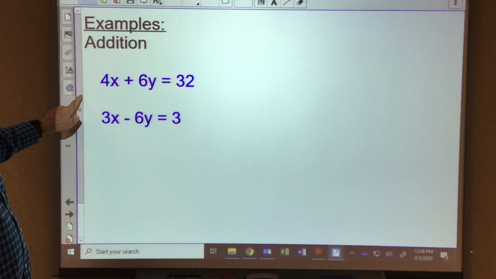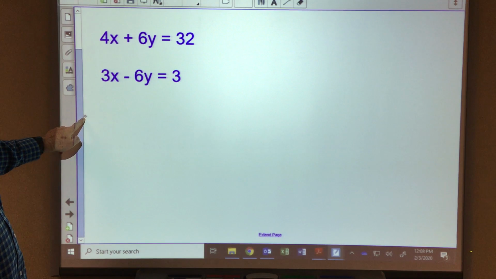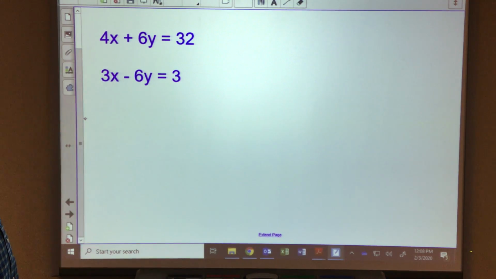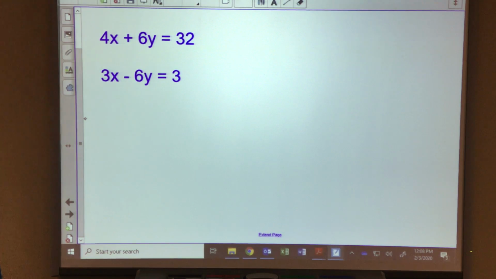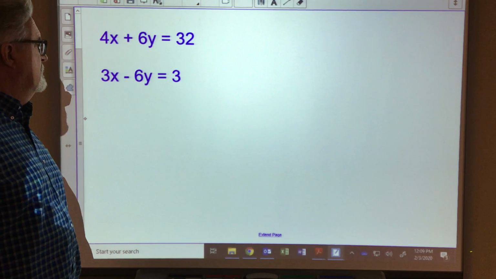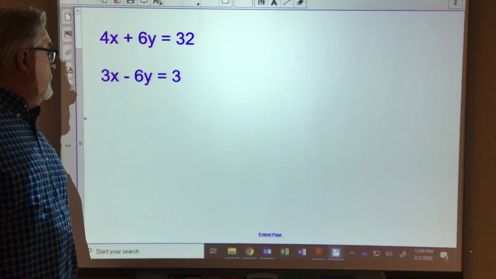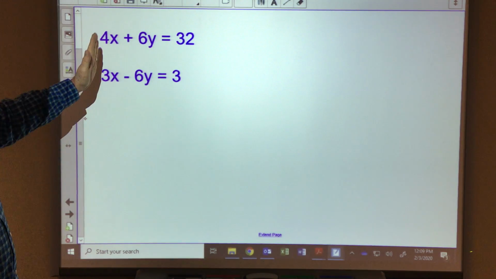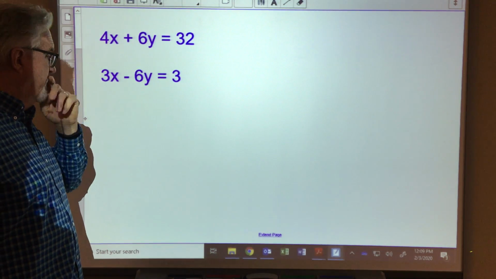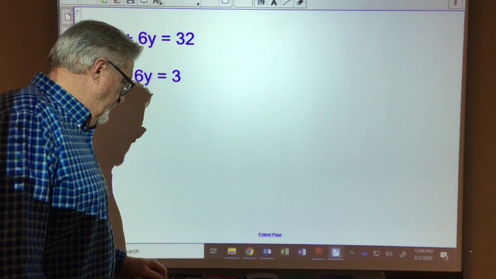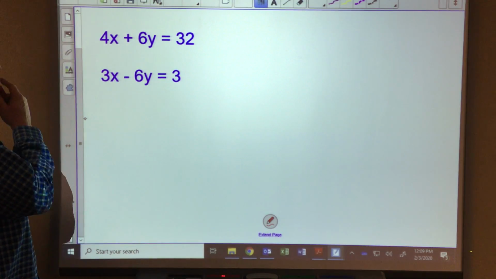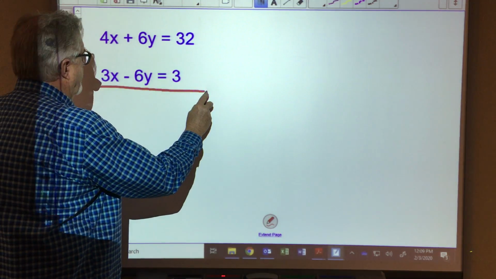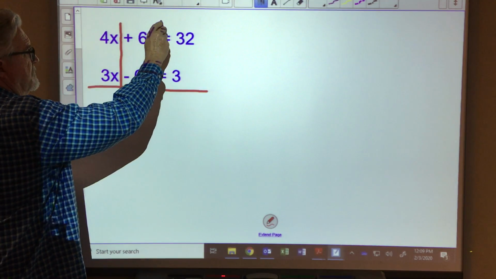All right, let's take a look. Here's our first example. If we look at this, we've got 4x plus 6y is equal to 32. Our second equation in the system is 3x minus 6y is equal to 3. If I look at this, we've already got our like terms lined up. In this case, we have opposite coefficients. So I'm going to go ahead and set this up, and I'm going to divide it up so it's easier to see here.